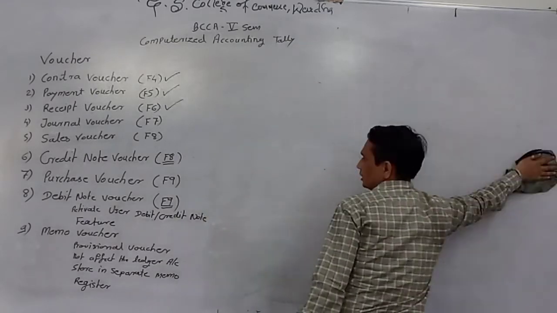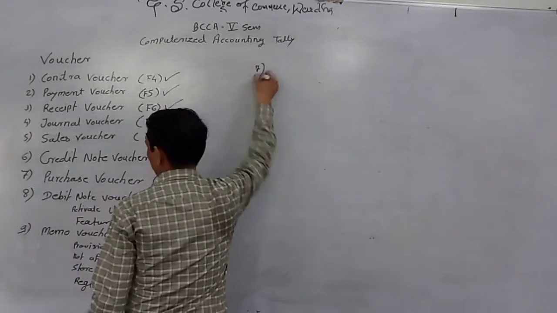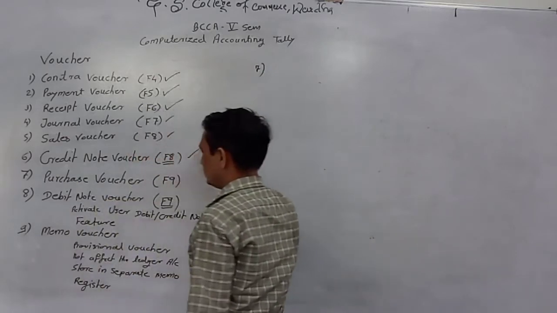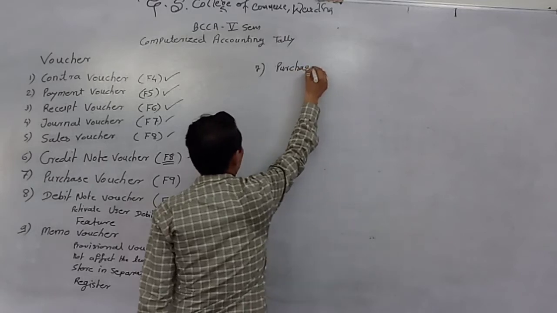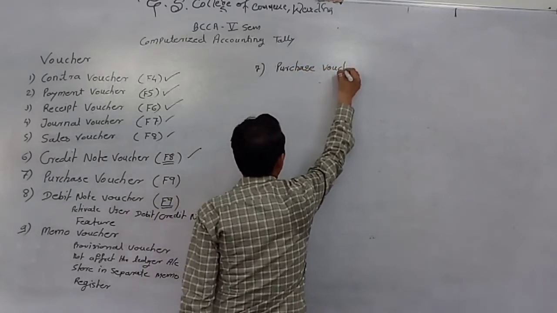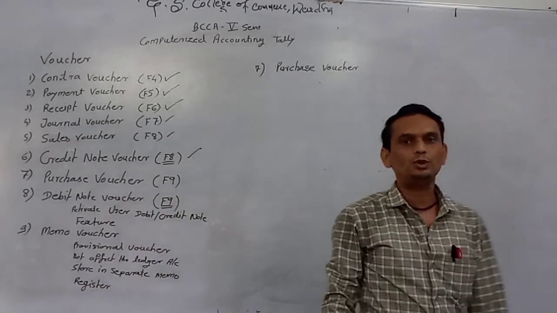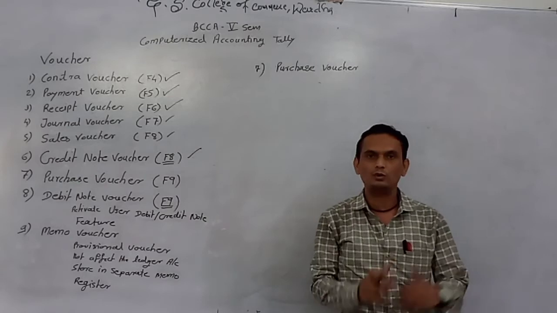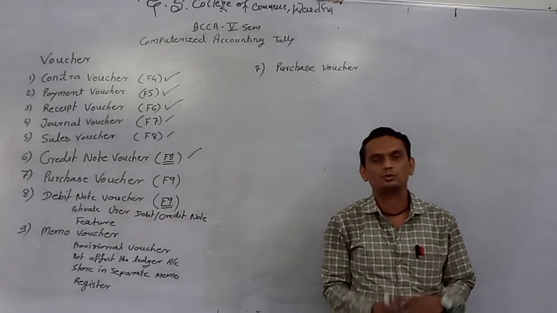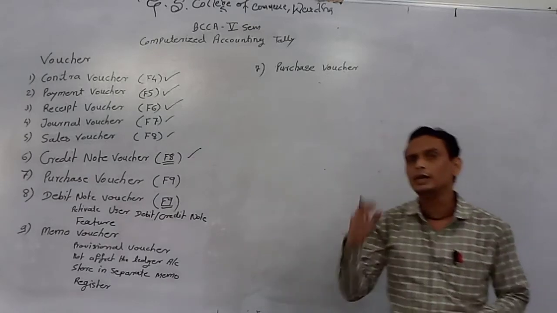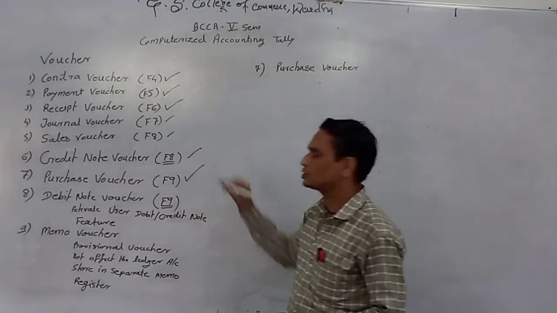Number 7, that is purchase voucher. Just like the transactions which are related to sales are recorded into the sales voucher, in the same way for transactions related to purchase, whether a cash purchase or credit purchase, we use the purchase voucher.